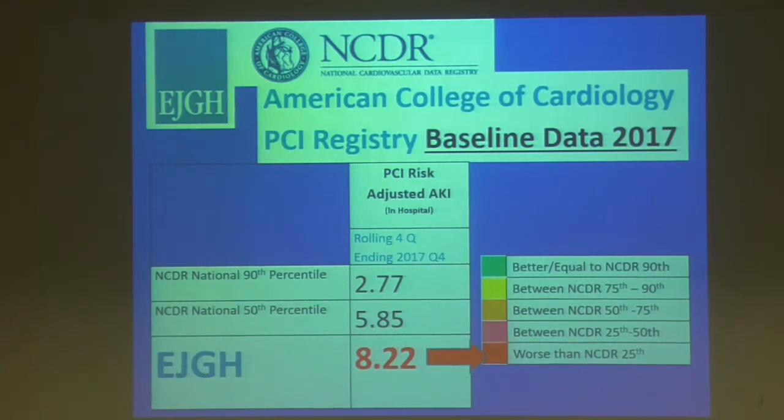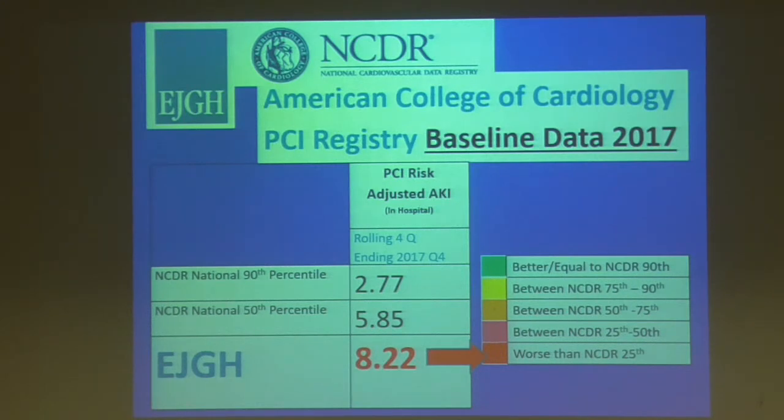So this is data from our baseline period. This is the entire year of 2017. And if we look at this metric of PCI risk-adjusted AKI, and this is in the hospital. So you know our length of stay for PCI is rather short. So we're looking at patients who stayed at least 1 day, and they'll be included in this population. The national median, or the 50th percentile, is 5.85%. And in East Jefferson, we were at 8.22. And this put us in the bottom 25th percentile of the nation.